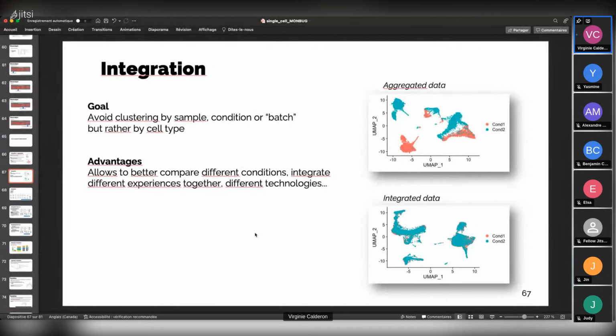Okay, so there is advantage for integration, of course. Usually it will be better to use integration, so you can compare conditions, for example, condition 1 and condition 2 here. Here you see that with the same data set, if it's aggregated, we cannot compare them because they are not on the same layer, on the same projection.